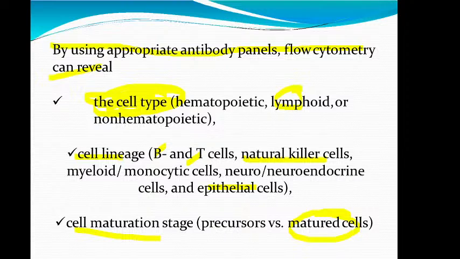So we are able to know the cell type, number one. We are able to know the type of cell, and we are able to know the age of cells.